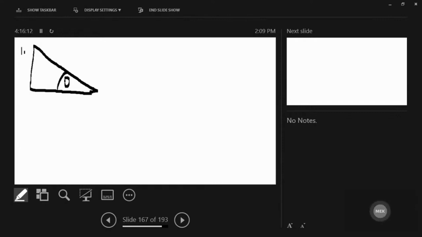So remember, I told you this symbol here, theta, is used to represent missing angles. So we're going to use theta. And let's say that's 5 meters and that's 3 meters. That's a right angle triangle.